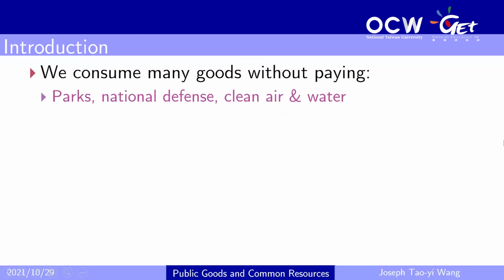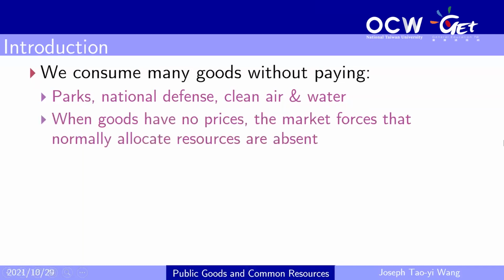National defense. If you're protected, you're protected. You enjoy national defense, but we don't directly pay for it. Clean air and water, that's also something that we enjoy, but we do not really pay for clean air and water. And the problem here is that when there's no price, market forces cannot work, and so allocation of resources may not be efficient.